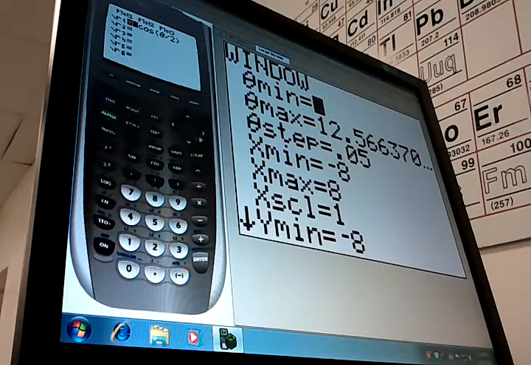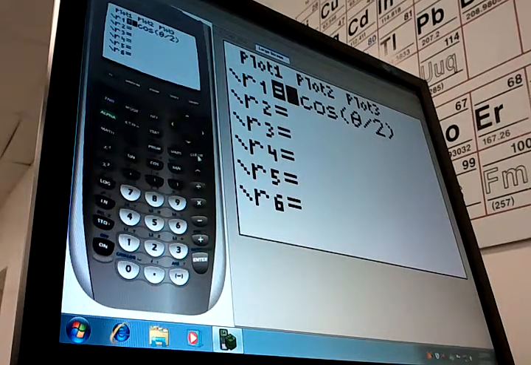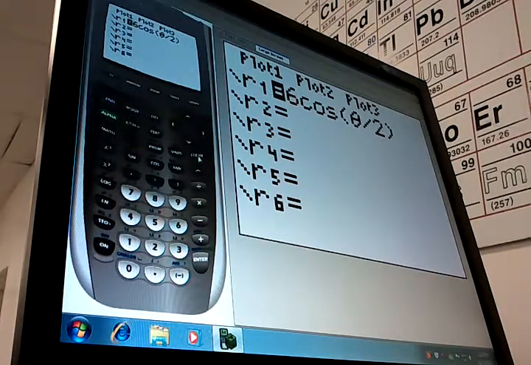So let's try one last one of these. Let's make it a little bit funkier than this, and when I say a little bit, I mean very little bit. Let's make it 3 theta over 2.